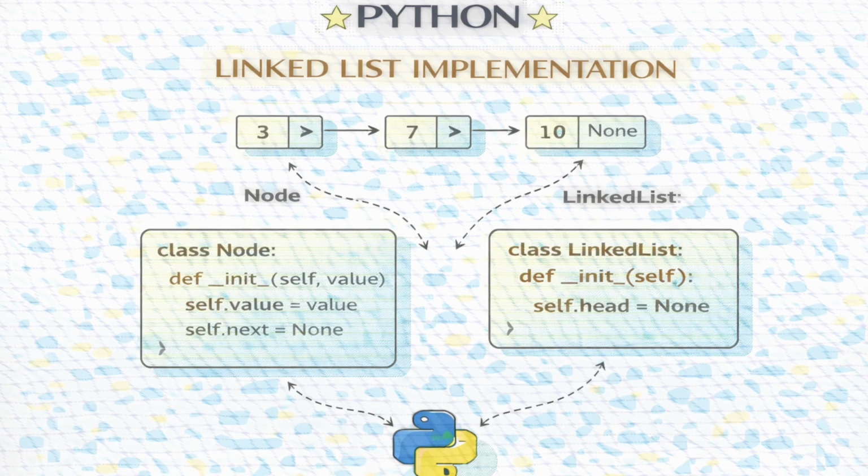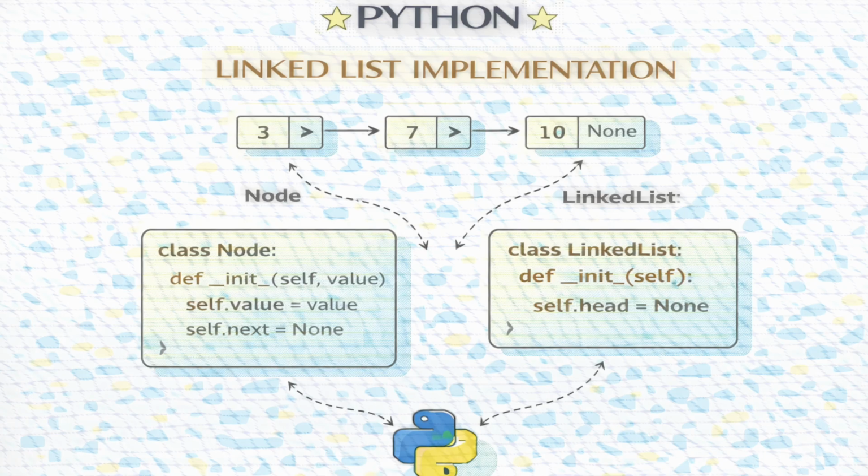Like what? Like accidentally setting a node's next pointer back to an earlier node in the chain. You'd create a loop, a literal infinite loop. And your program will crash. Or worse, just hang forever. This is where the wrapper class, the linked list container, comes in. It's a layer of abstraction, a manager.